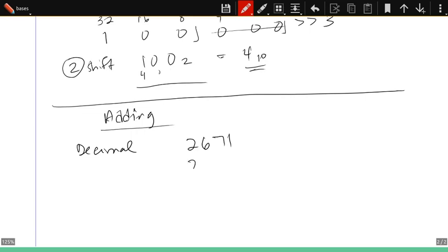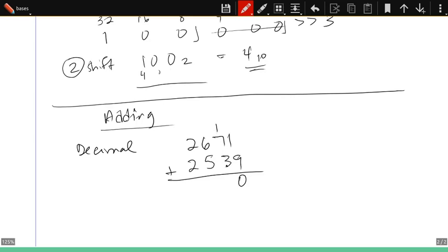2,671 plus 2,539. If we added these two numbers together, then we would start from the right-hand side, from the ones place, and we add 1 plus 9, we get 10, and when we get a number that's bigger than the largest digit in that base, then we carry the 1, right? We carry the 1 to the next place, and then we add it to the next column of digits.